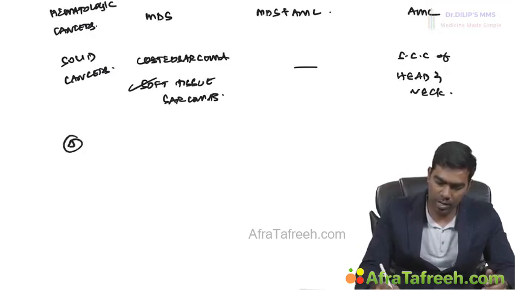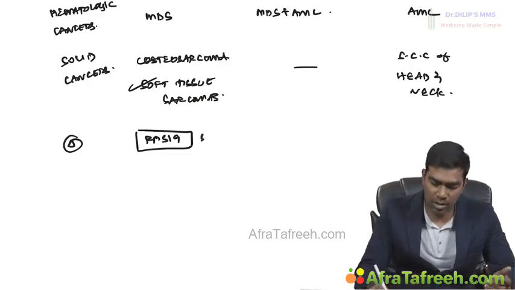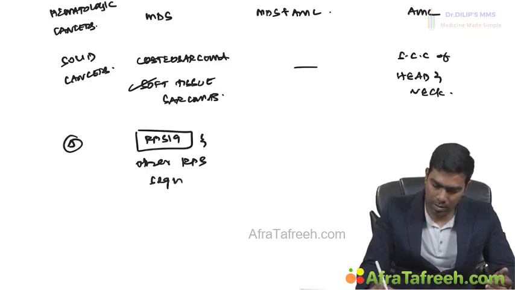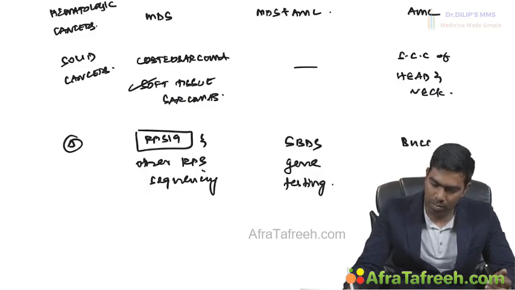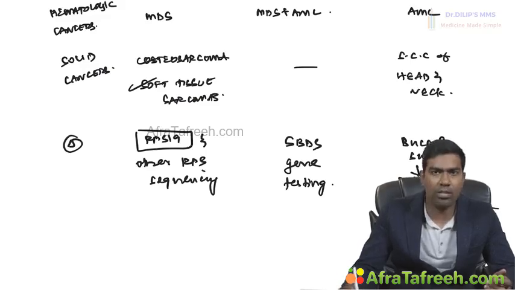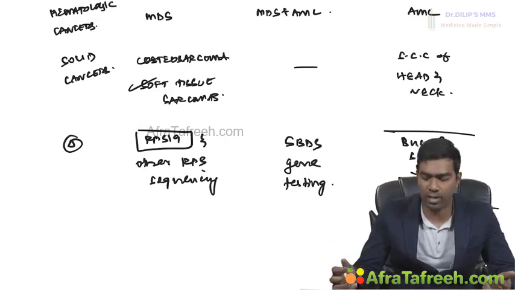So if they ask you how to make a diagnosis, it is by quantifying the RPS19 protein and other RPS sequencing. That's what you're going to do. So here you are going to test for the SBDS gene. That's the gold standard for diagnosis. Here you can go for a buccal swab. Why you do a buccal swab is to go for telomere length analysis. By buccal swab, you can take the cells and analyze for the telomere length.